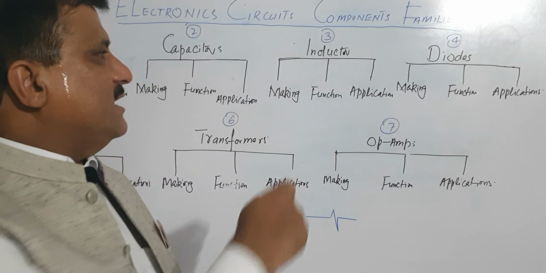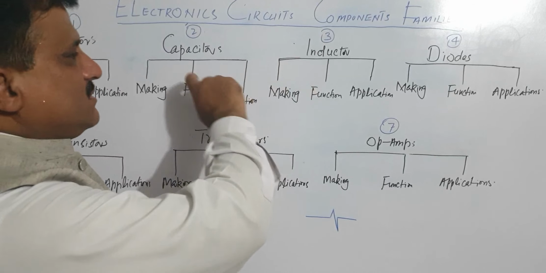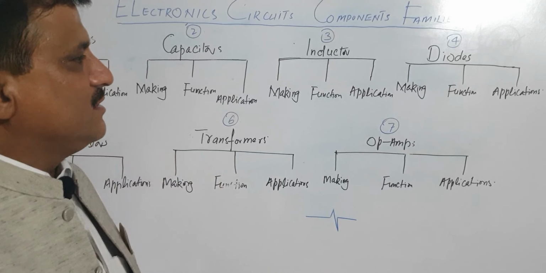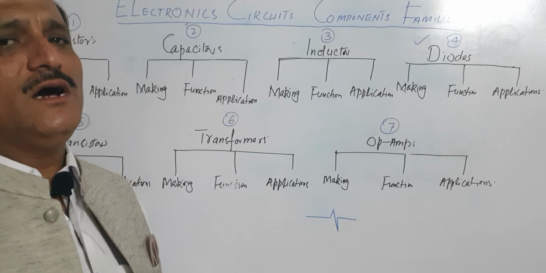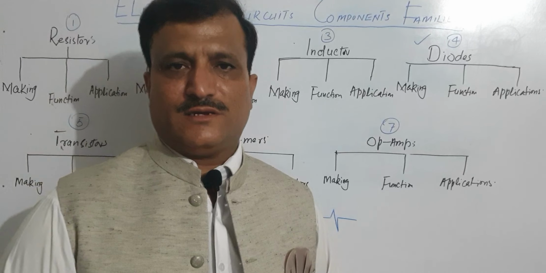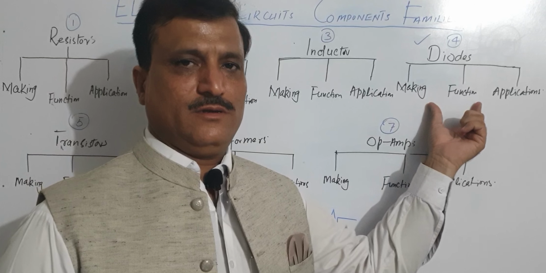So that can be done by changing the value of the capacitor or the value of the inductor. Next component is the diode. So we are now exactly into the electronic circuits. Diode is a semiconductor device.